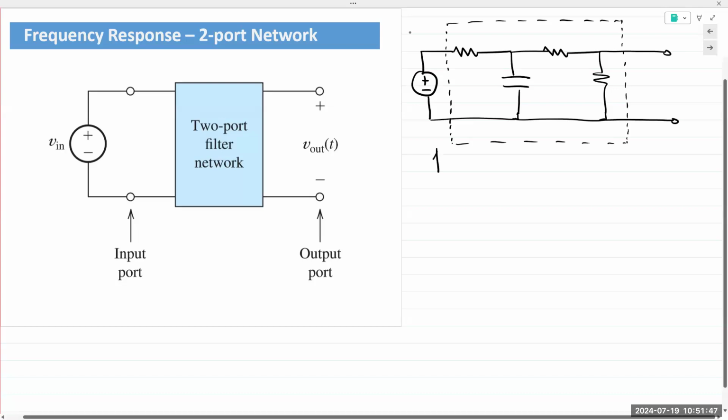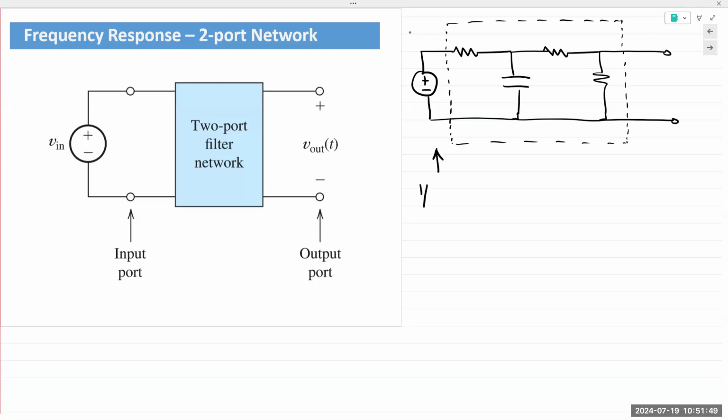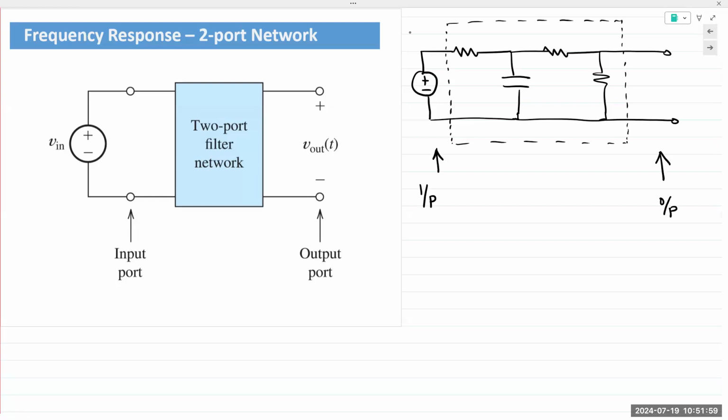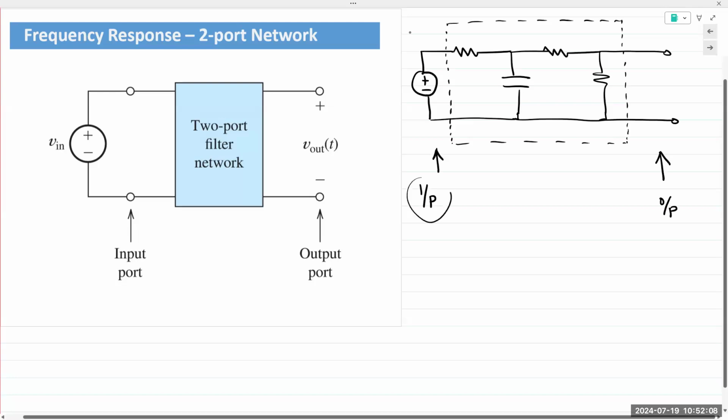So the left side of the circuit is basically classified as the input. The right side is output. Now, when I say left and right, I'm only referring to the circuit diagram. The physical structure of a circuit like this could be anything: up, top, left, right, it doesn't really matter. But typically circuits are drawn with the input on the left and output on the right.